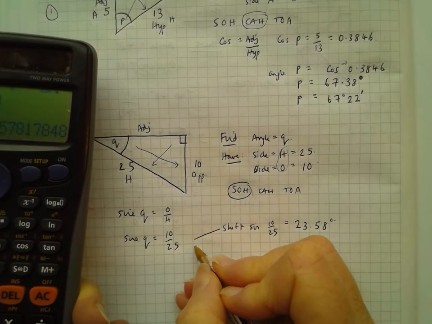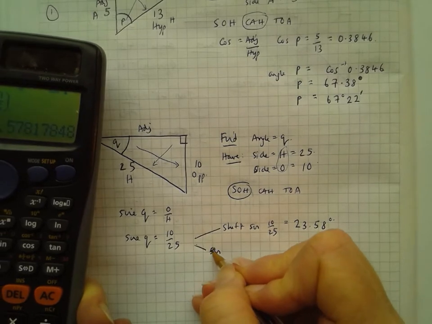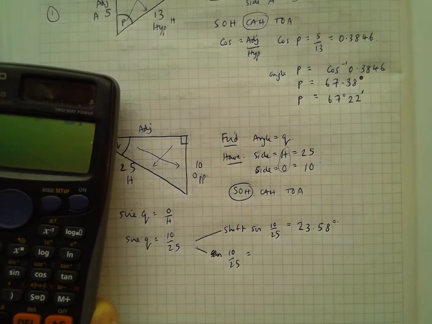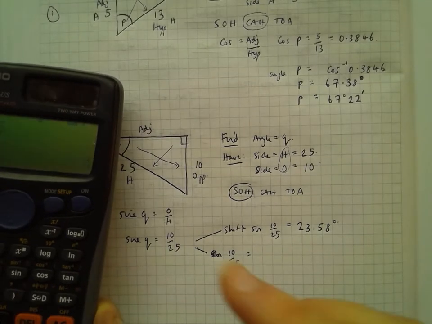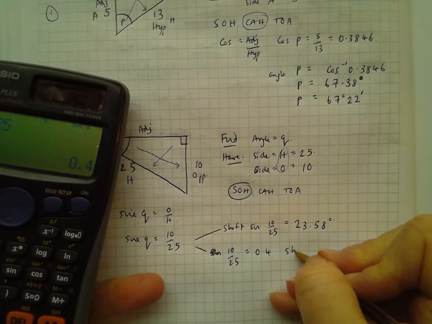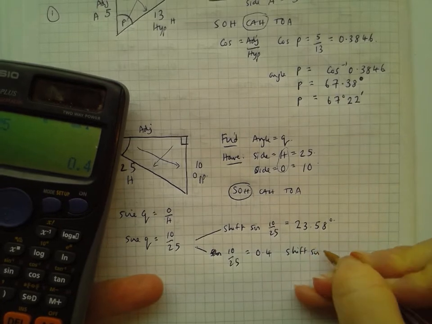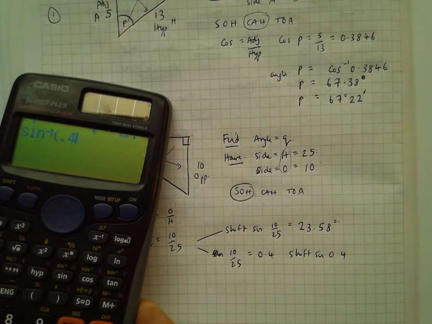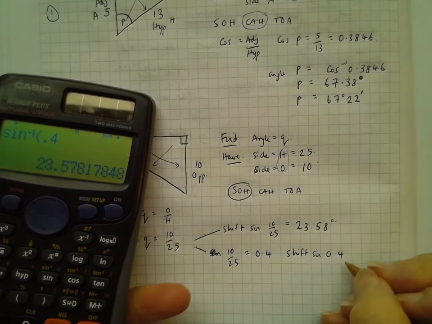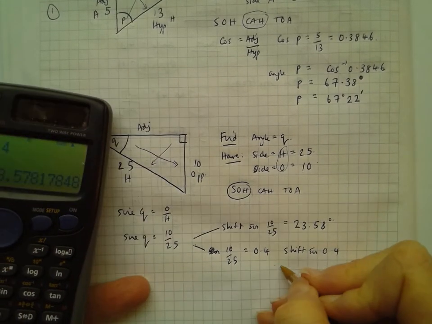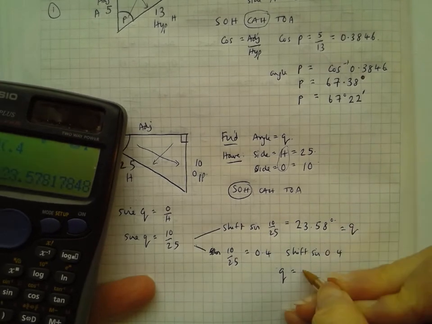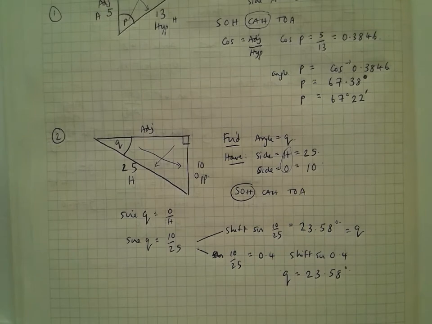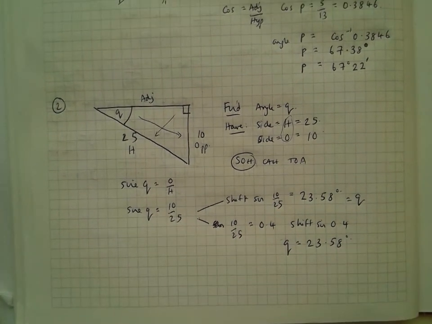Or I could find out what 10 over 25 is. 10 divided by 25 equals 0.4, and then do shift sine 0.4, and that again equals that Q equals 23.58 degrees. Hopefully you got that right. Okay, try the next one yourself if you haven't tried one yourself. Here it is.